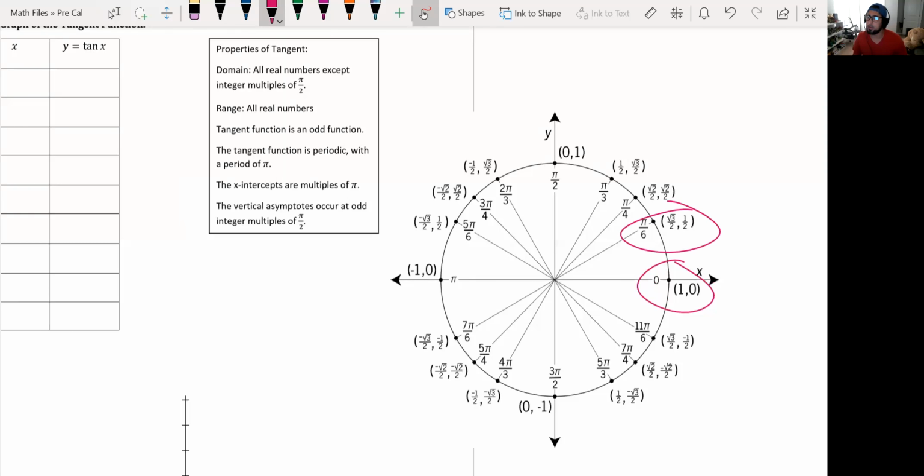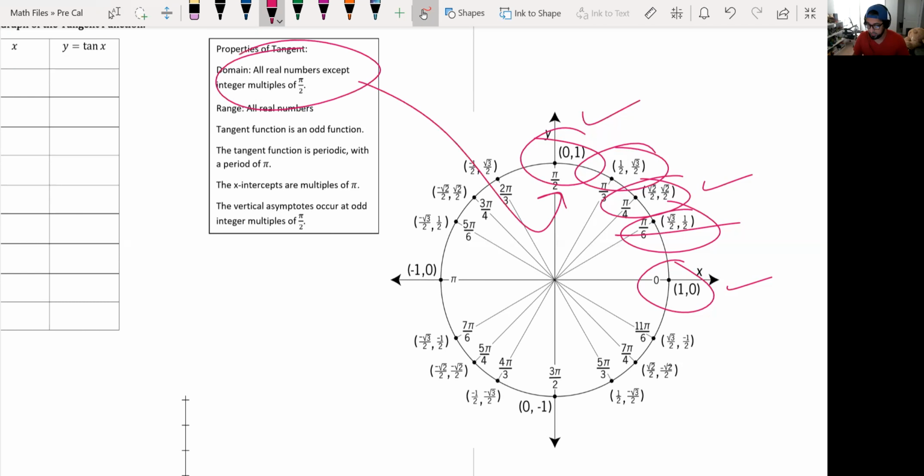Pi over 6, not a good pick. 1/2 over square root of 3 over 2. We can graph that, but we don't like graphing anything messy, so we won't use that. Pi over 4, perfect. It puts square root of 2 over 2 over itself, which gives us 1. So these check out. Pi over 3, ugly as pi over 6. Don't want that. Pi over 2, perfect. It'll put 1 over 0, which will give us undefined. And that's all based on the properties of tangent. Look at this. All real numbers except multiples of pi over 2. At pi over 2, it would be undefined because it puts 1 over 0.